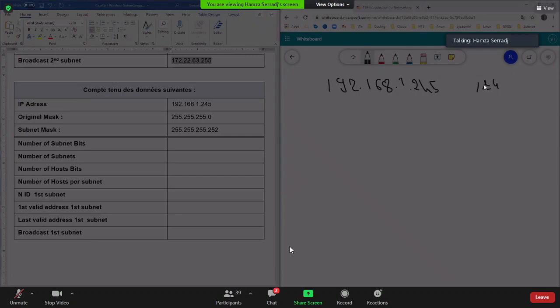From this /24, I'm getting to 255.255.255.252. So I'm pushing 6 bits here. I will end up with a /30, /30. Good. I already have the weird number.